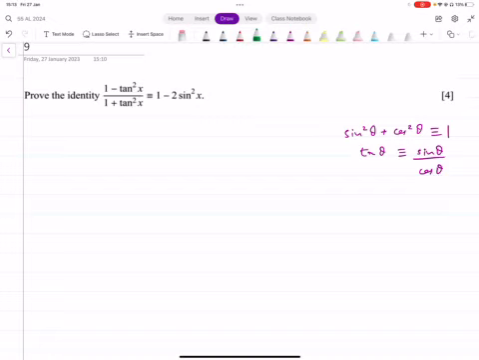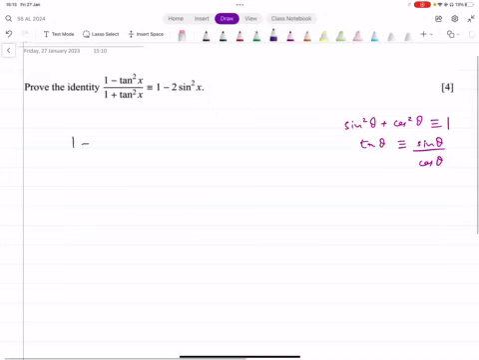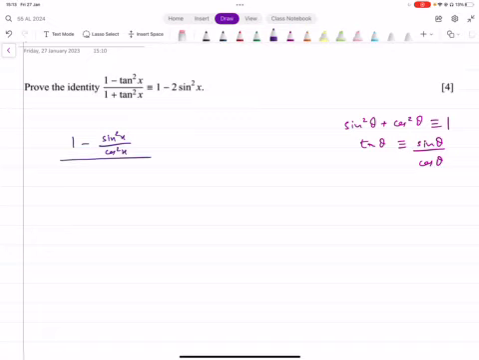Yes, Adina. Yeah, so we can start with that. We can say tan square x is sine square x over cos square x, right? We do the same thing in the denominator as well. 1 plus sine square x over cos square x. Make sense?